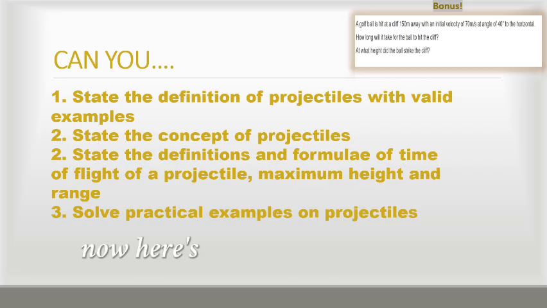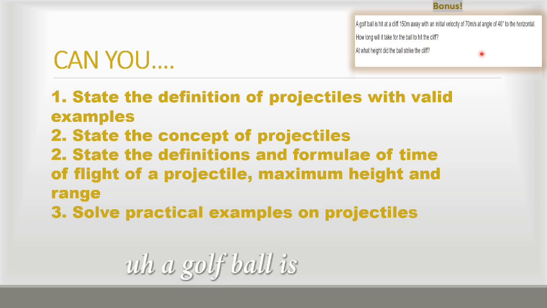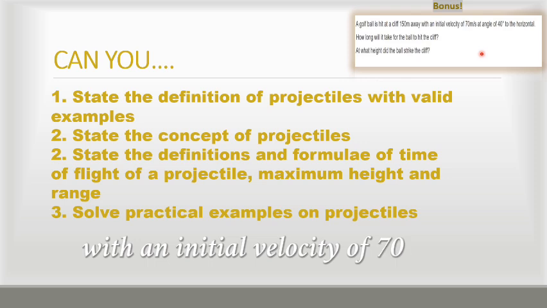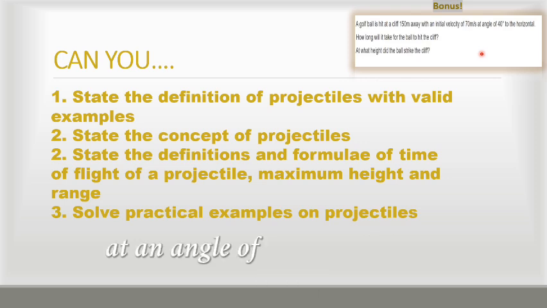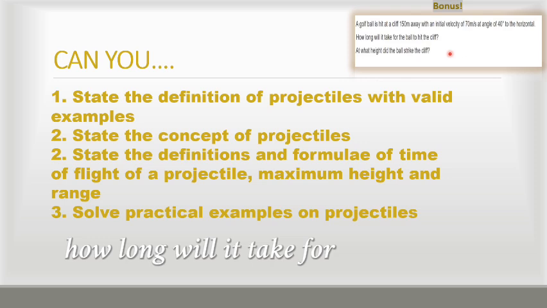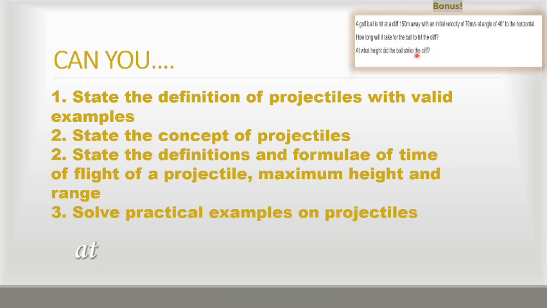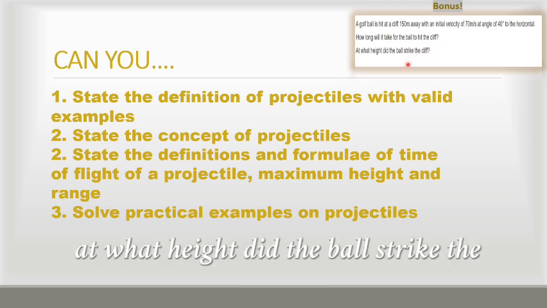Now, here's a bonus question for you. A golf ball is hit at a cliff 150 meter away with an initial velocity of 70 meter per second at an angle of 40 degrees to the horizontal. How long will it take for the ball to hit the cliff? At what height did the ball strike the cliff?